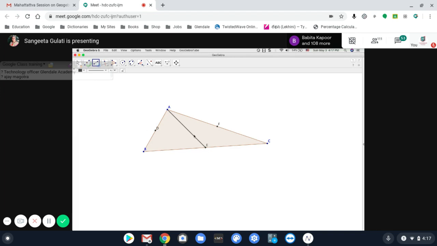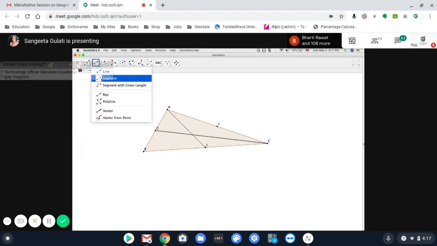So with segment 2, I have got the median. And then you can ask children, okay, now if I am moving any vertex, 2 line segments definitely are going to intersect. What do you think will happen to the third median? Do you think it will intersect these two medians at the same point or not?